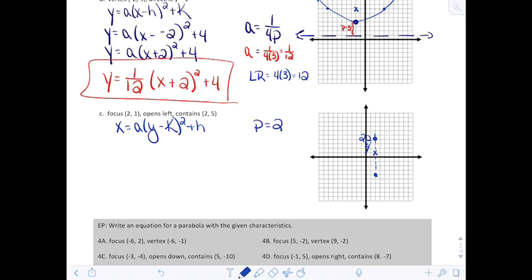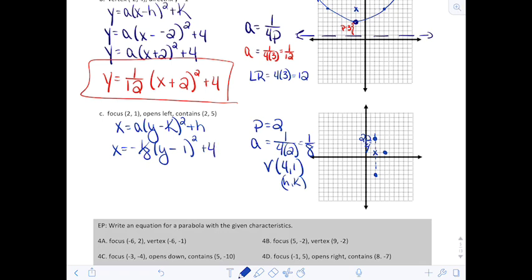So p is 2. So a is equal to 1 over 4 times 2, which is 1/8, but if it opens left, that's going to be a negative 1/8. Now we need to find the vertex. So if p is 2, then I'm going to go back to, there's my vertex, 1, 2, 3, 4. So my vertex is at 4, 1. That's my h, k value. So y minus k, which is 1, squared plus 4.